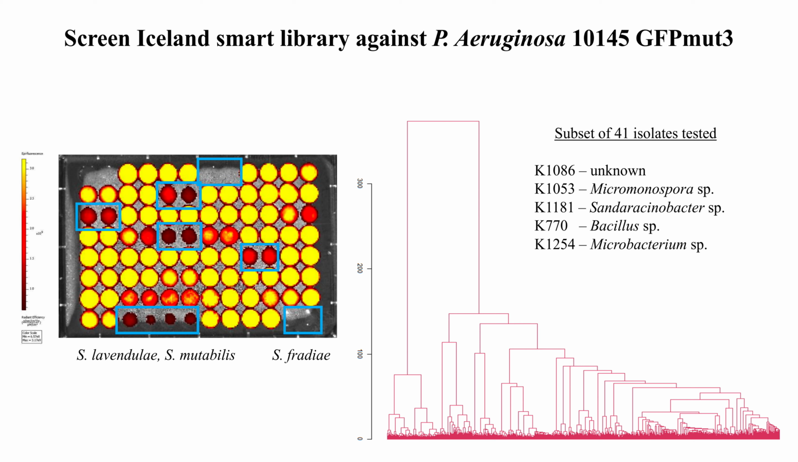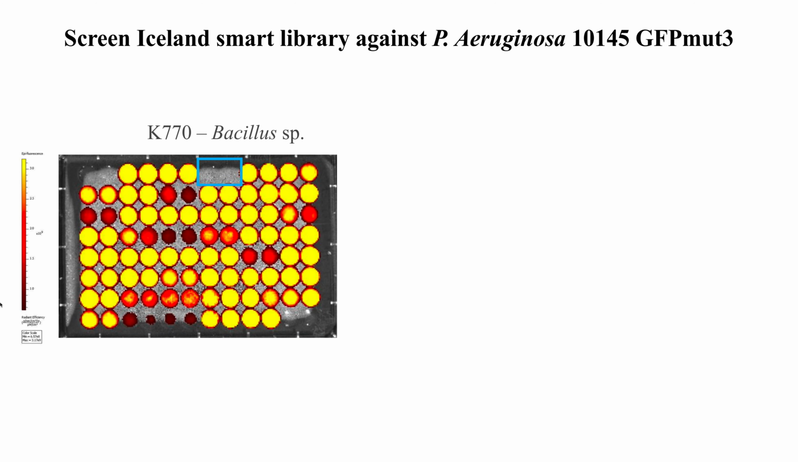We do have some preliminary results because we really just recently started this. From those bacteria that I showed you from Iceland, we took a subset of 41 isolates and we put them on a plate. So down below we have some controls on the plate. These are ATCC Streptomyces strains that are known to produce antibiotics, so they exhibited growth inhibition. But we also saw some growth inhibition within 5 of our isolates. And so we'll focus in on just one. This is K770, a Bacillus species.